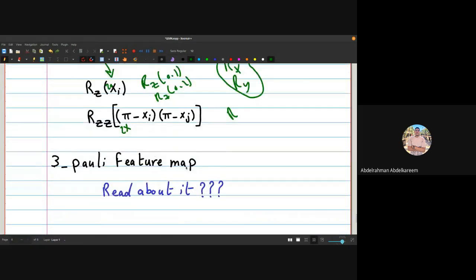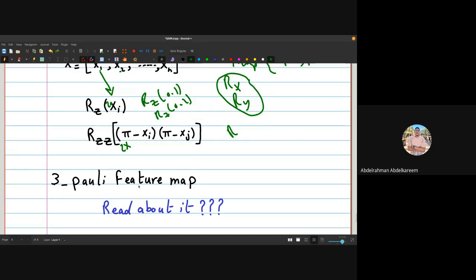For our third task of the day, I need you to read about the Pauli feature map. It's a more complex encoding method. It's very hard to do in our quantum circuit or quantum hardware state right now, but it's very effective for encoding the state. It leverages superposition, phases, entanglement. So it's a very great encoding method. So I need you to read about it and do some research.